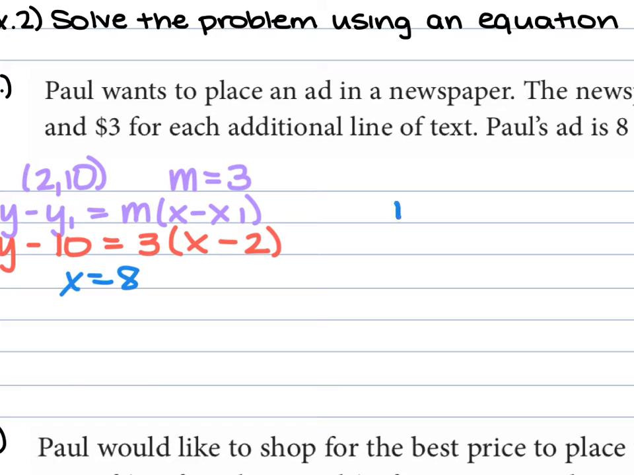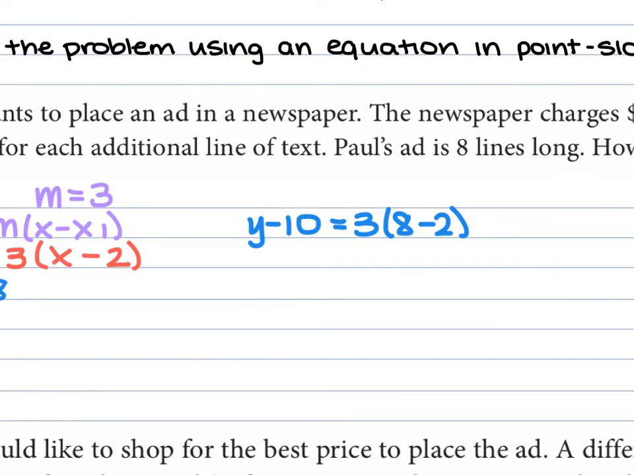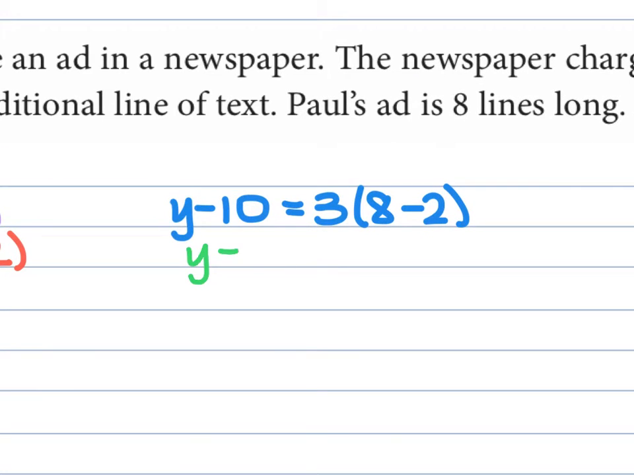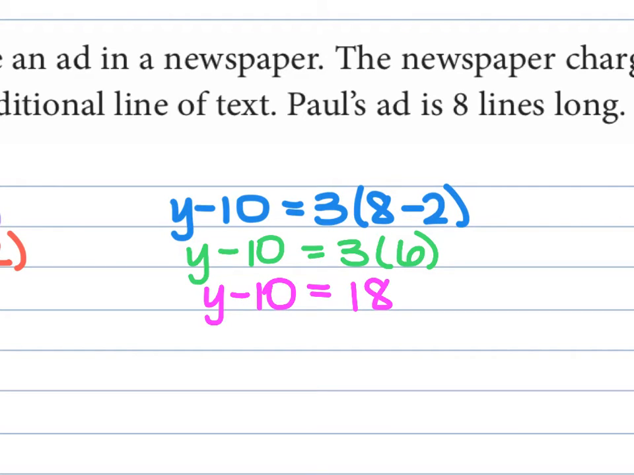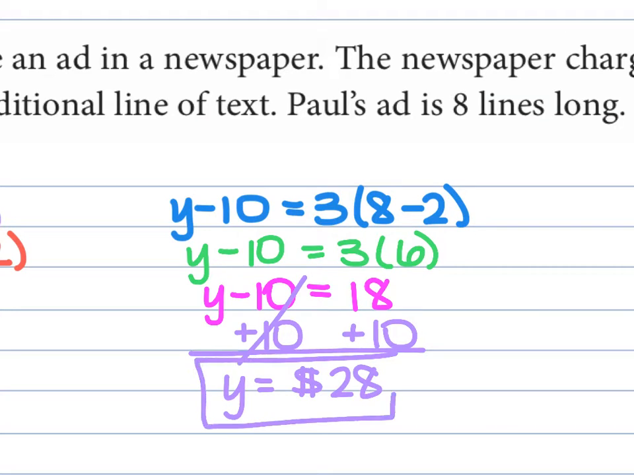So I'm going to just move this over here. Y minus 10 is equal to 3 times x, which is 8, minus 2. Order of operations here, 8 minus 2 is 6. So y minus 10 is equal to 3 times 6. 3 times 6 is 18, so y minus 10 is equal to 18. Then add the 10. We get that y is equal to $28. So it would be $28 for an 8-line ad.